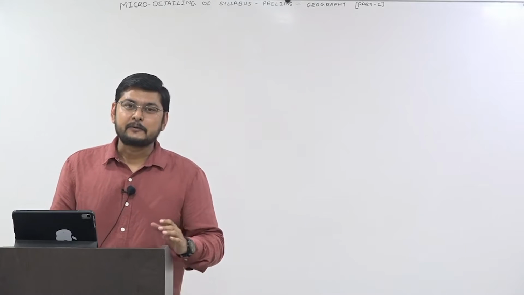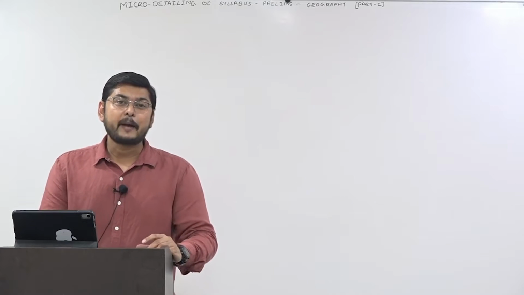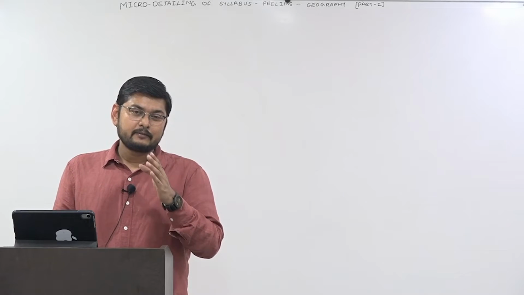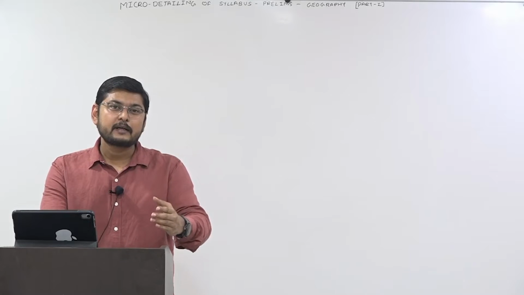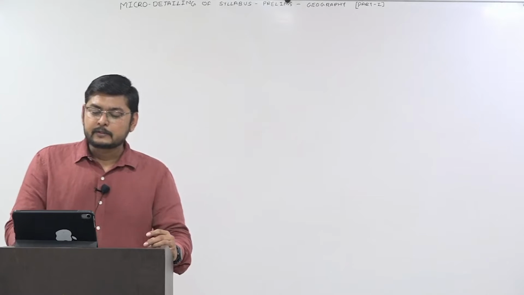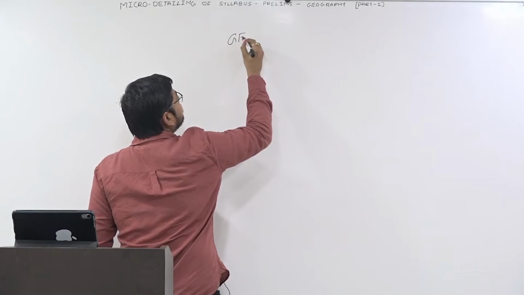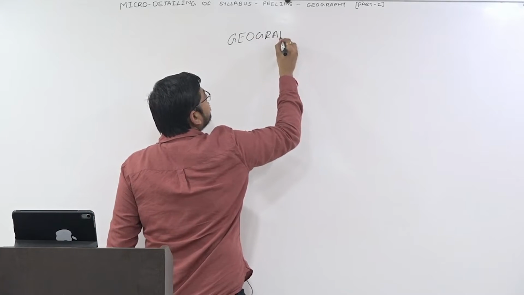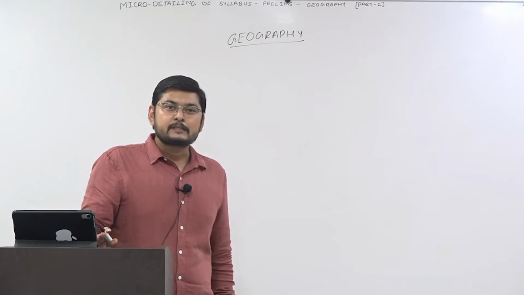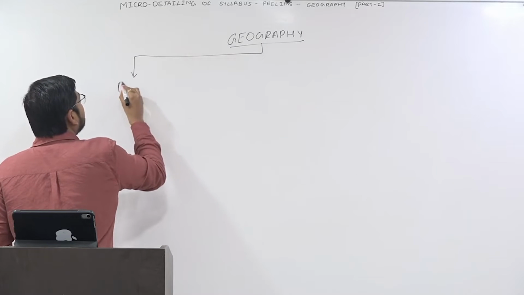So in today's session, we will be diving into the detailing of the syllabus, which will be done in a quite macro manner for geography, part 1. We have divided the whole syllabus into 5 parts, and today we will be discussing the first part. If I want to divide the geography subject with respect to the prelims examination, the first part is physical geography.